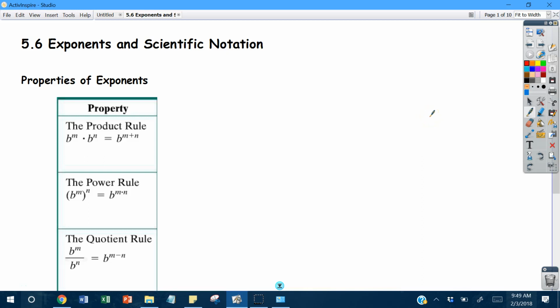This is Daniel Coosberry, and in this lecture we're going to be talking about exponents and scientific notation. So let's start by looking at some basic properties of exponents.